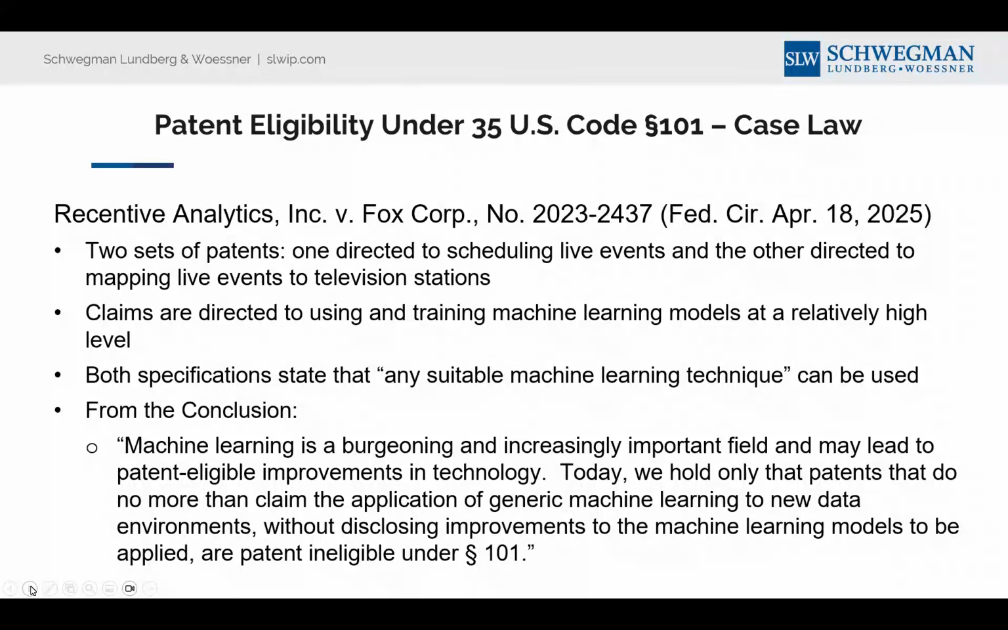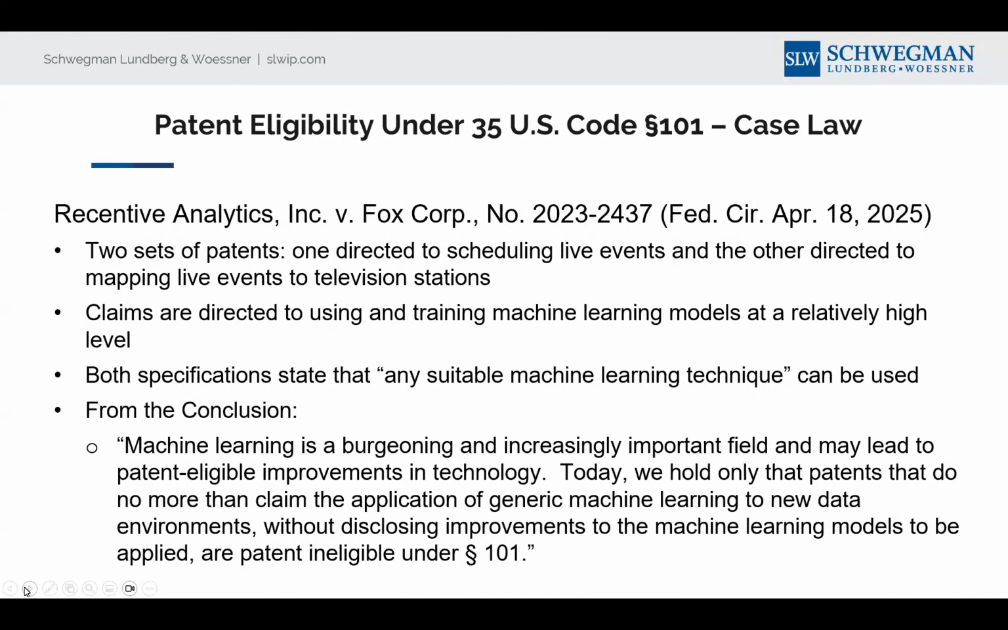As I mentioned at the beginning, there's not really very many cases at all where you can look at 101 and the drug development pipeline. But there's a very recent case, Recentive Analytics versus Fox, and then there's a couple of older cases that are sort of adjacent. They're in the life sciences, and they use computational technologies, and we'll talk about those as well. But Recentive is really new. It just came out in April of this year, and there were two patents that Fox had acquired or obtained, and one's directed to scheduling live events, and the other was to mapping live events to television stations.